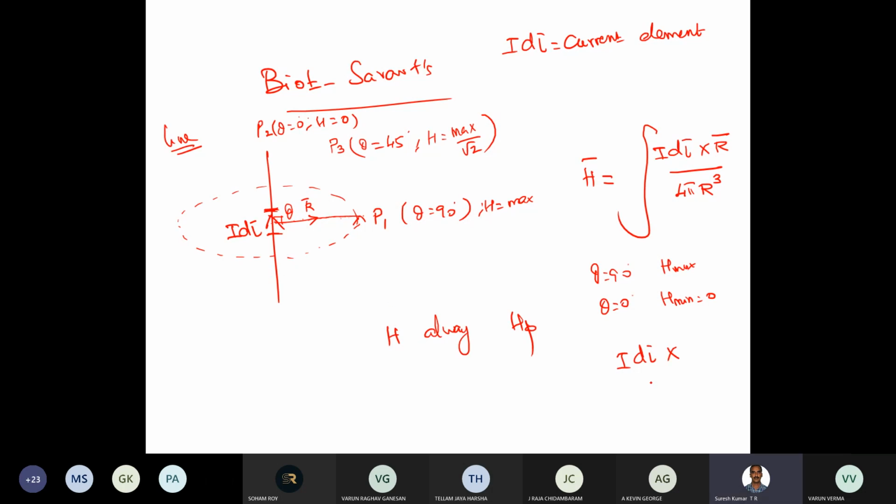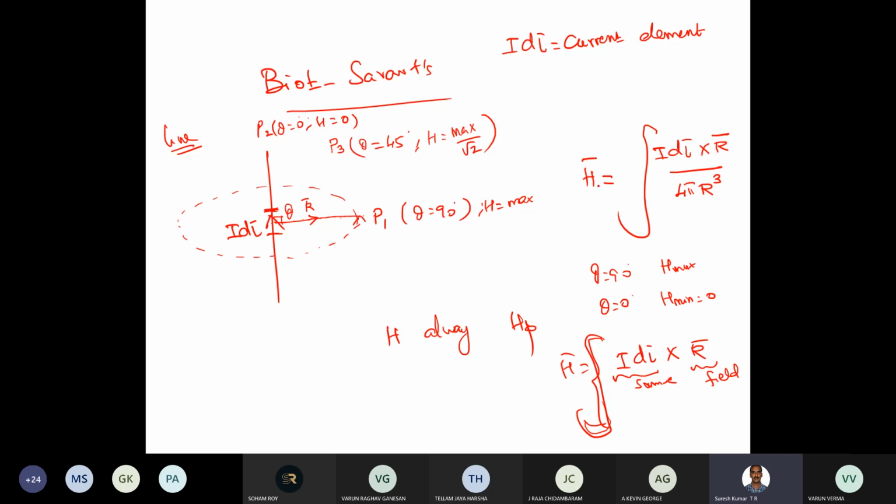This is the source. And what about R vector? R vector is the field or observation point. If you do the cross product, why are we doing the cross product? Because we want the sign. That's why we are doing the cross product. Then you will get the resulting magnetic field. Sorry, integration. You need to integrate along the closed path.